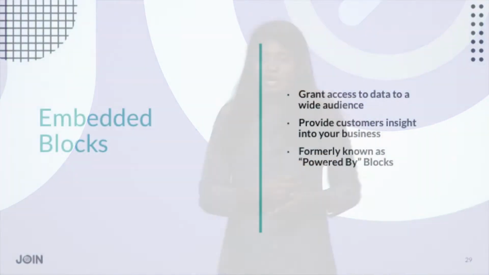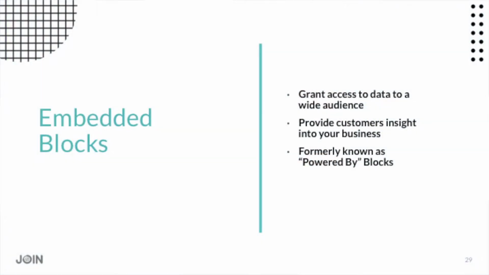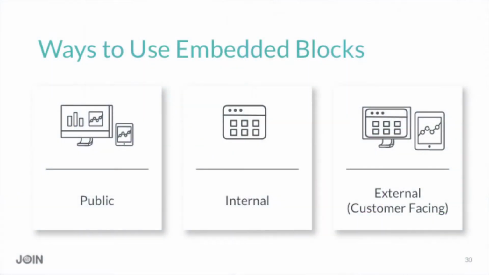The next type of block I'm going to talk about are our embedded blocks. Embedded blocks are a way to grant access to data to your customers and your users just outside of the Looker interface. You're bringing the data to the people where they want it in their normal workflow. And embedded blocks come in a variety of different ways.